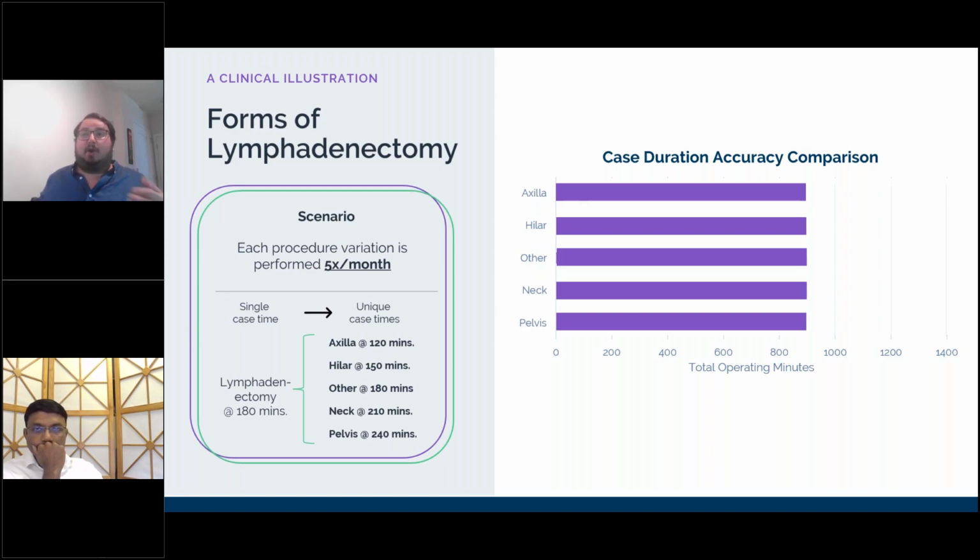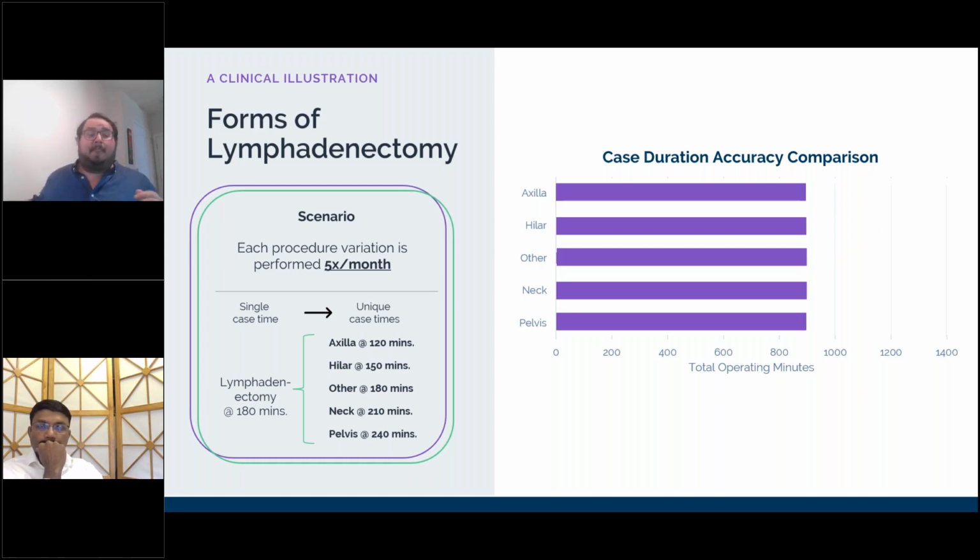However, since they are scheduling all of these procedures with just the umbrella term of lymphadenectomy, it is averaging together the times of all of these procedures into one, meaning that the procedure time averaging metric produced by the EHR is 180 minutes, despite the fact that if it's done at the axilla, it's 120 minutes, or if it's done at the pelvis, it's 240 minutes. For each one of these cases, the system is going to give them the exact same procedure time. It's also going to be using the same preference card, which can lead to OR waste and supply waste.